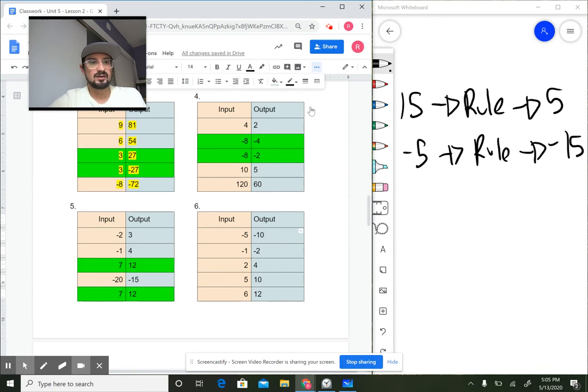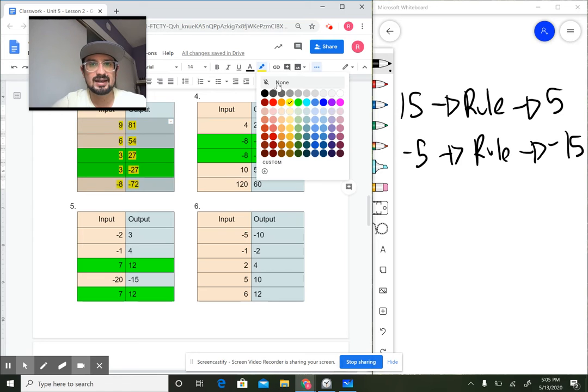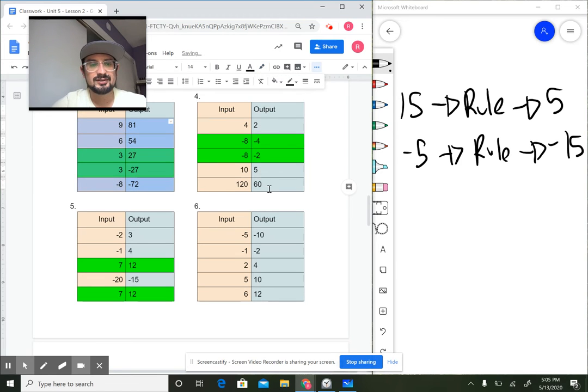And you can see over here, it's the same thing. 4 becomes 2, negative 8 becomes 4, 10 becomes 5, 120 becomes 60. It looks like it's divided by 2. But this second negative 8 is divided by 4, which wouldn't match the rule that everything else is following. So this wouldn't be a function, so we don't have to highlight that one.